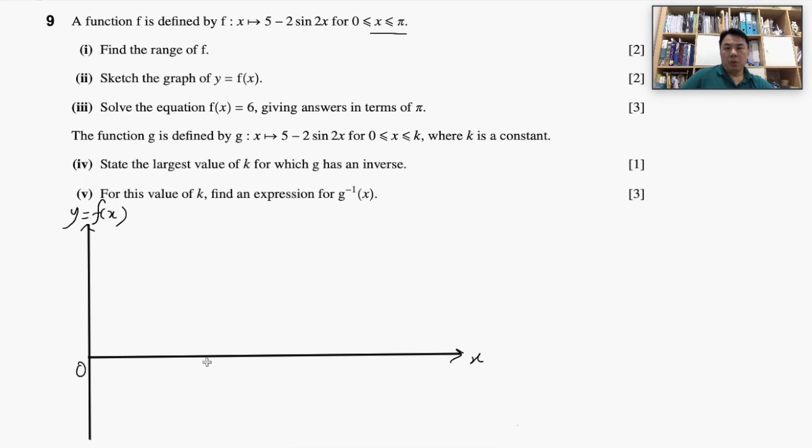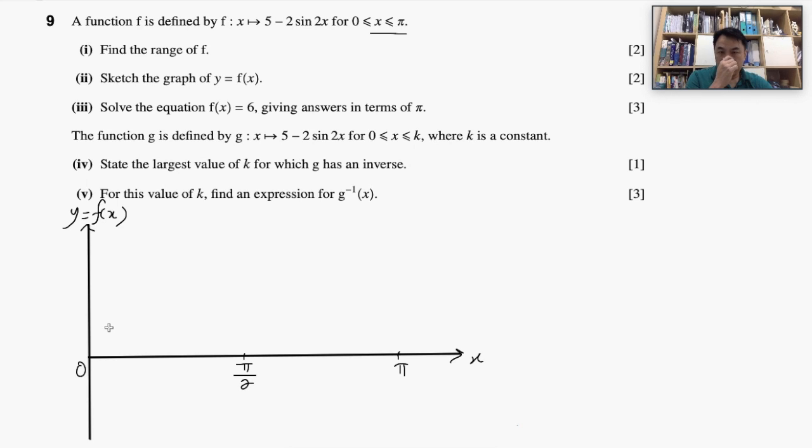This is 0, and then that is between 0 and pi. Okay, 0 and pi. So I might want to divide this into half a pi, and then this one will give me a pi there. Pi over 2 and a pi here. All I need to do is just try out. Now, starting from x equal to 0, when x equal to 0, I'll get myself a 5 for sure.